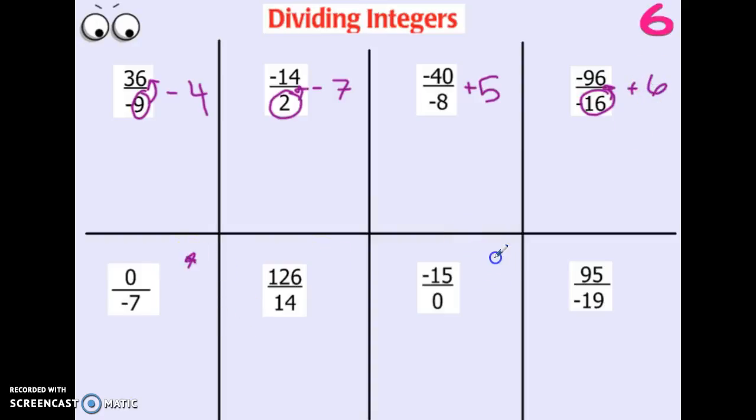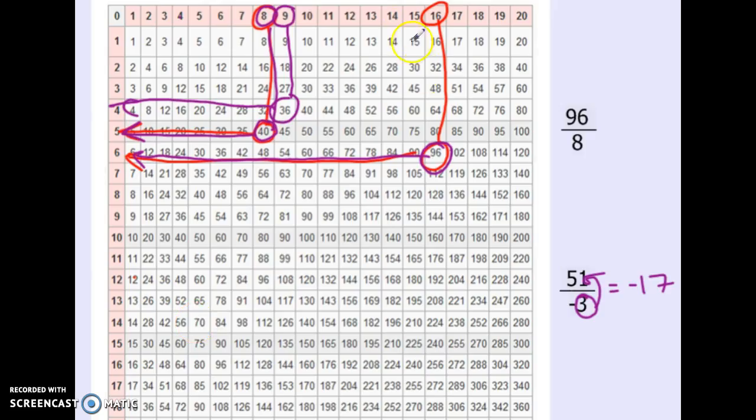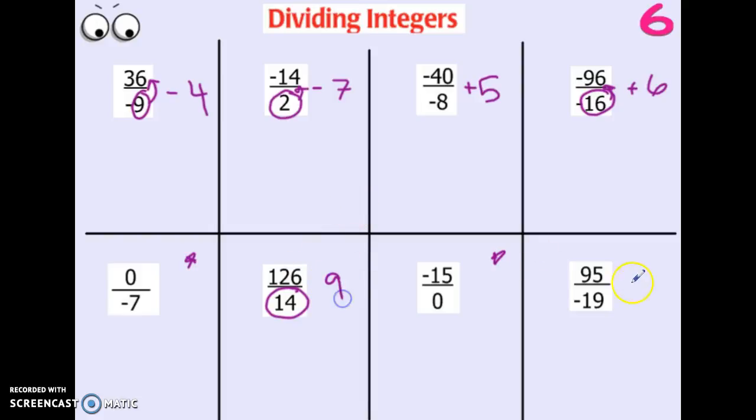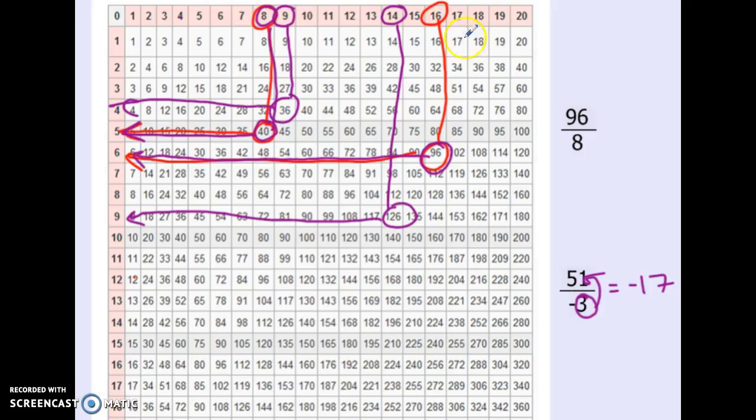I'm going to skip this one and this one for a second. Let's do these last two that are normal. Find 14, follow it to 126. Here's 14. 126 is right there. So our answer is 9. And then the last one here, this is going to be a negative. They don't get along. Find 19. Follow it to 95. Our answer right there is 5. Negative 5.